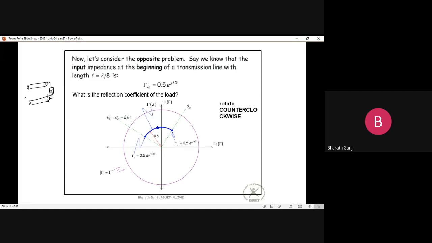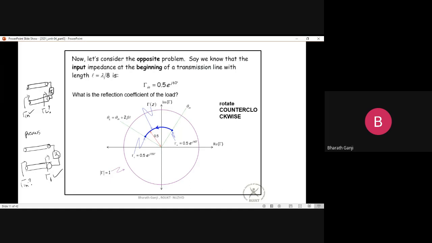What is the reflection coefficient at the input? At the input you are given tau in, and the question asks for what is tau L. So in the previous scenario, here you have the transmission line, and you have the load ZL, and the reflection coefficient is known. And if you want to calculate tau in, this is known, and this is what we have to find out. So we have done it.